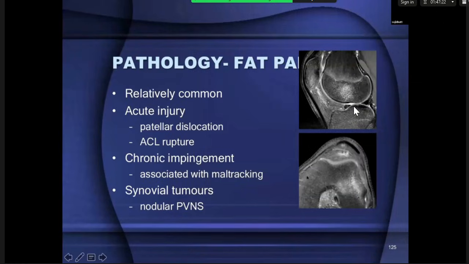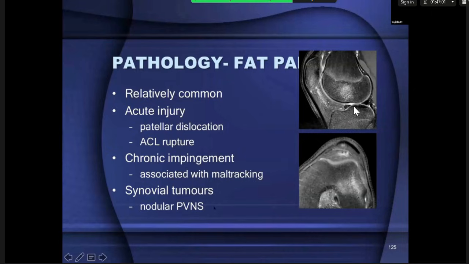You've heard about fat pad impingement earlier. This is what it looks like. So this patient has a high riding patella, and on the fat suppressed sequence, this fat should be completely dark, but you've got bright signal intensity here and bright signal intensity on the lateral side of Hoffa's fat pad, along with some bone bruising present.